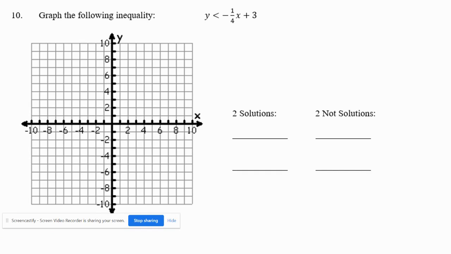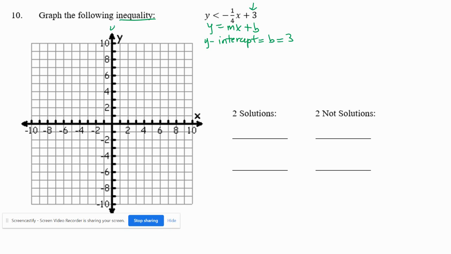All right, number 10, graph the following inequality. You hear the word inequality, immediately you're looking at that inequality symbol. So very similar to y equals mx plus b. Major difference is now that you have an inequality symbol, not an equal sign. So your line will either be dashed or solid, and there's going to be some shading. You want to start with your y-intercept, which is b, which is positive 3.